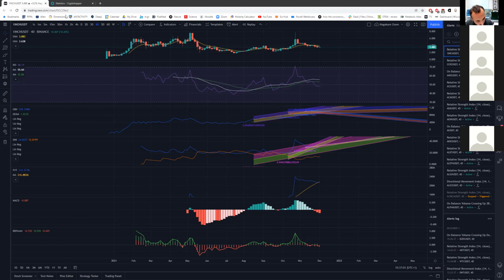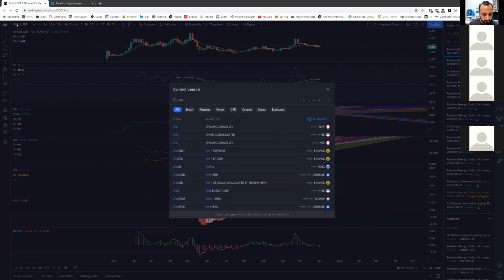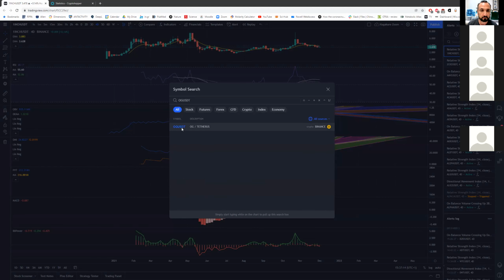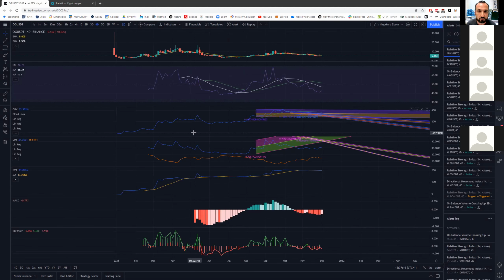Okay, so we covered the coin selection and the strategy. Now, why would you have to buy? Let's go to the OG, because the OG is a very particular coin. It's a pity that Basti is not here because he liked it.